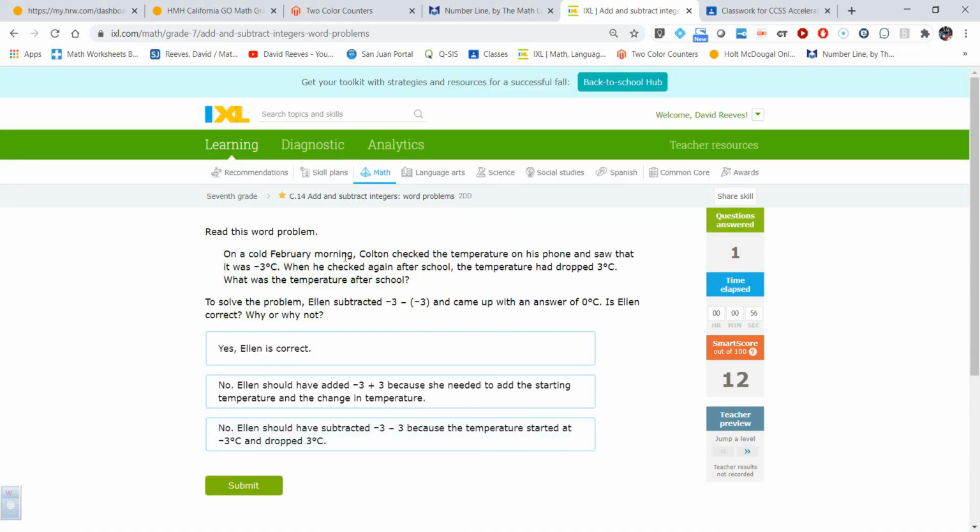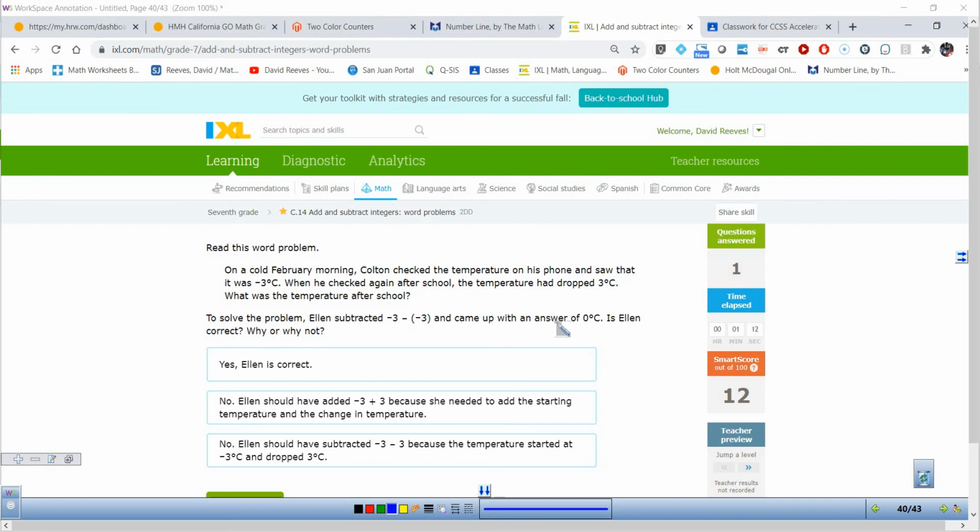Excellent. On a cold February morning, Colton checked the temperature on his phone and saw that it was -3. He checked again after school and the temperature had dropped 3. So -3 minus -3, and she came up with an answer of 0. Yes, Ellen. Oh, I'm getting confused. That says Colton, that says Ellen. To solve Colton's problem, Ellen did this.